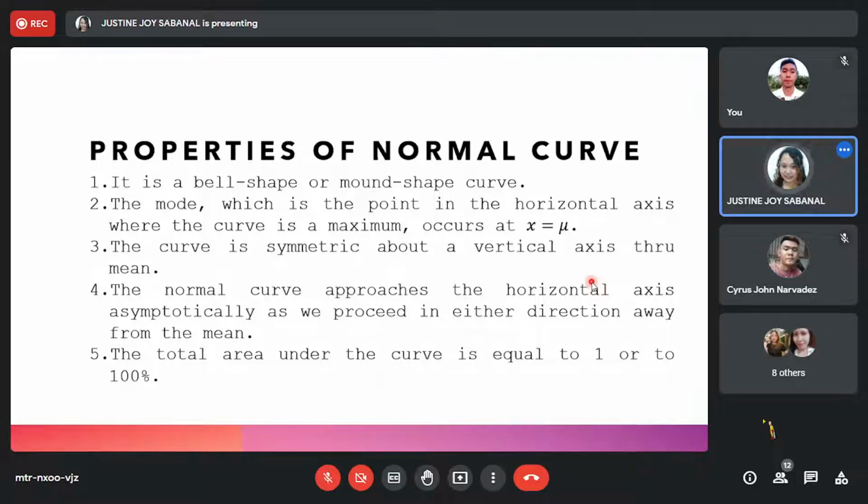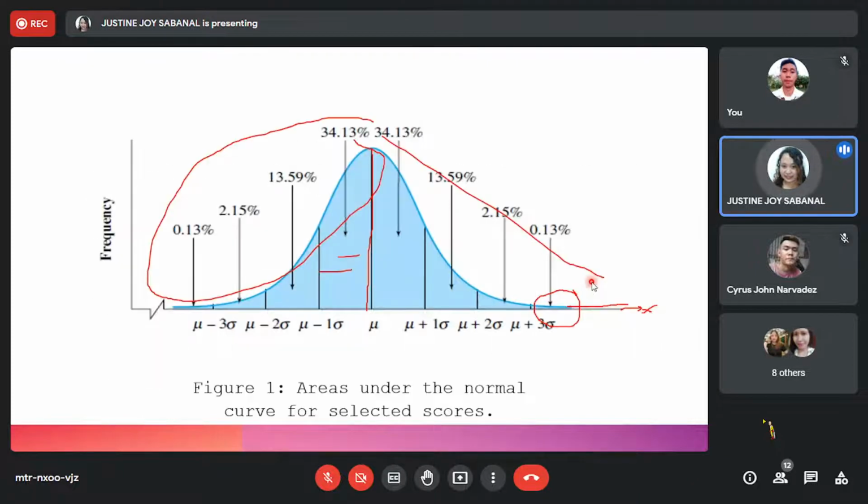Malinaw po ba? I think naman, pero clear naman po.